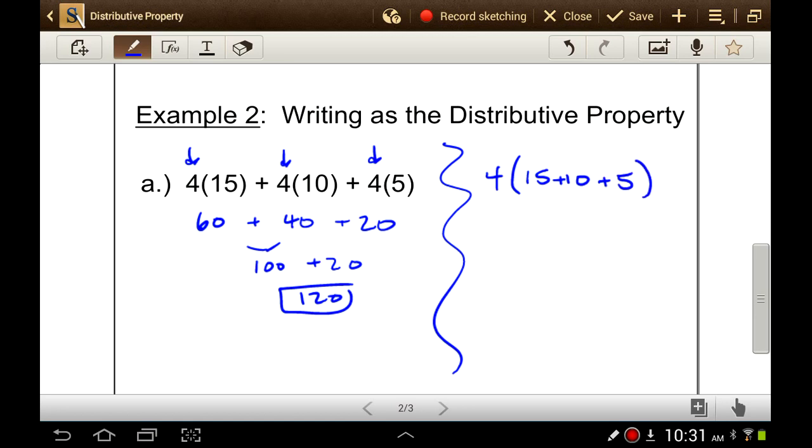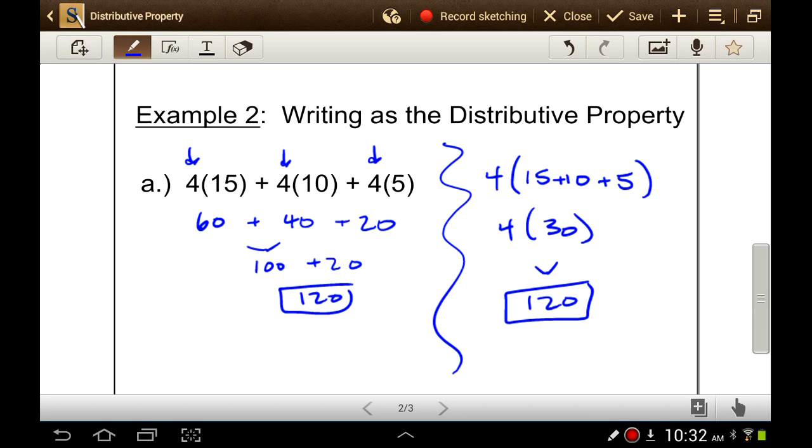Now I'm going to add up all of those numbers, and I'm going to do 4 times 15 plus 10 is 25, plus 5 is 30. I'm just going to do 4 times 30, which is 120. So sometimes you want to take the distributive property and write it out in its different pieces.